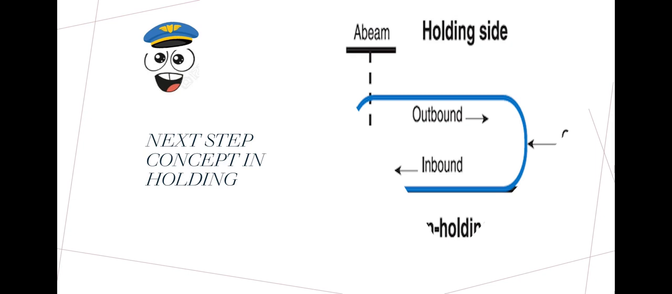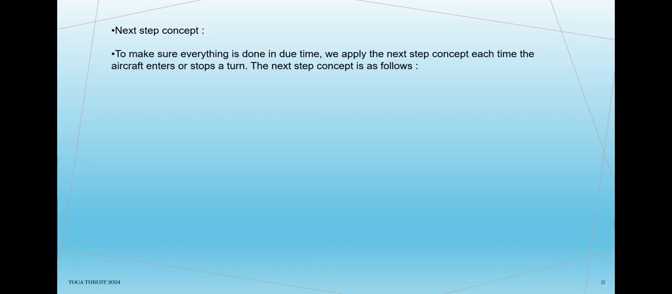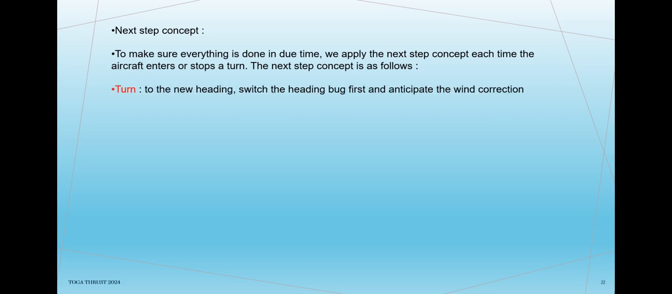Next step concept in holding. To make sure everything is done in due time, we apply the next step concept each time the aircraft enters or stops a turn. The next step concept is as follows. Turn to the new heading, switch the heading bug first and anticipate the wind correction. Time: start, stop, reset the chrono.